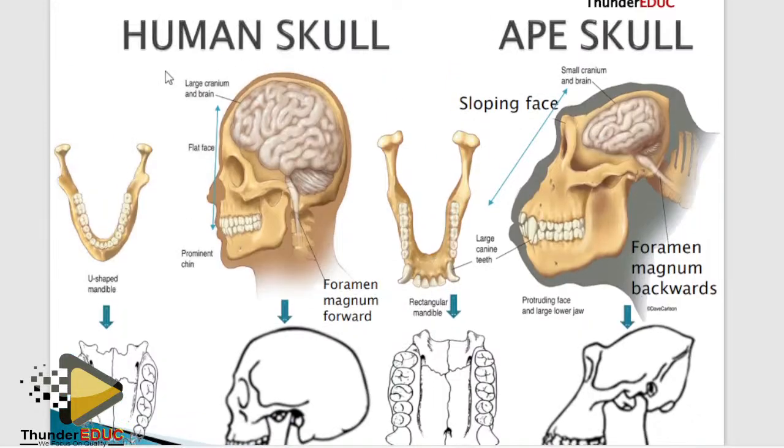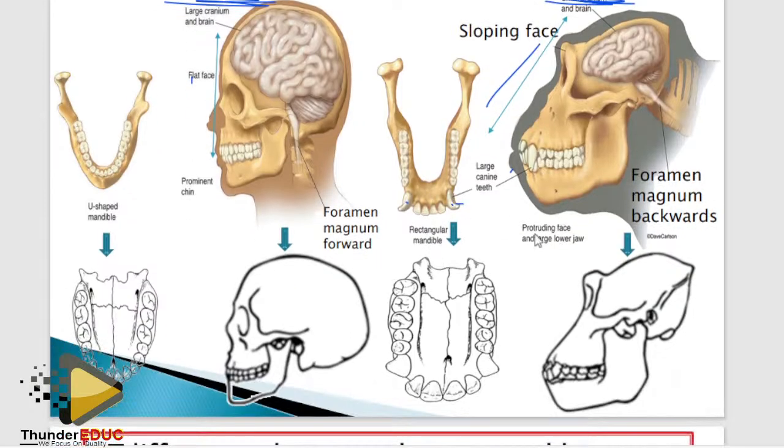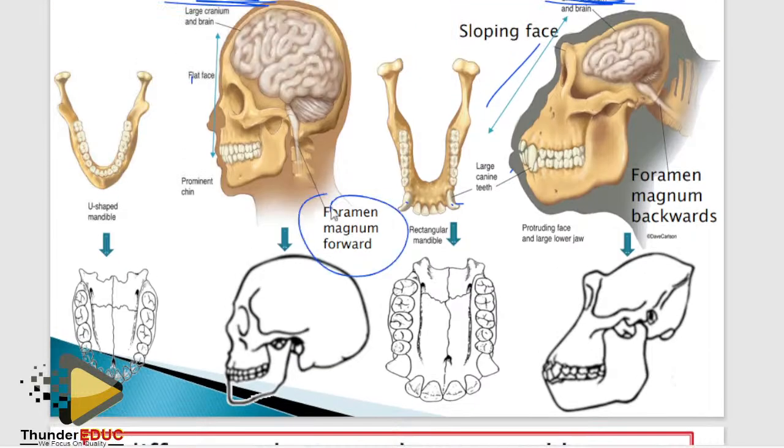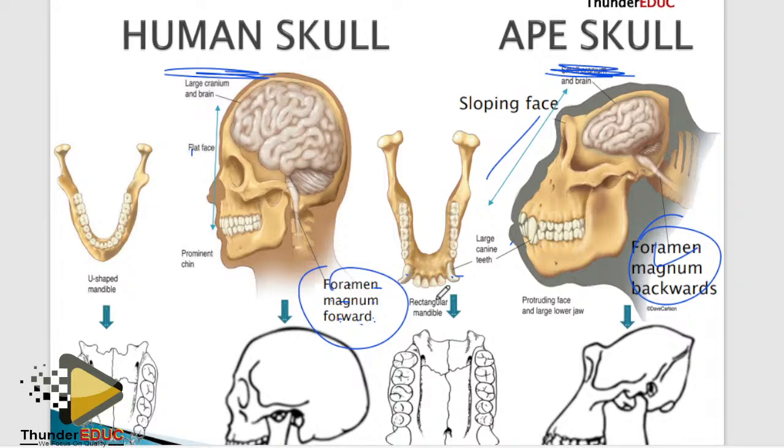Difference between the skull of human and the other primates. Please know them: sloping face, flat face, the canines. These ones, guys, I'm not going to talk about too much, but there's something I need to talk about here. Position of foramen magnum, we say that it is in forward position. Foramen magnum is in forward position. We don't use any other word. Foramen magnum is in backward position. That's it. Then prognathous, the protruding jaws.